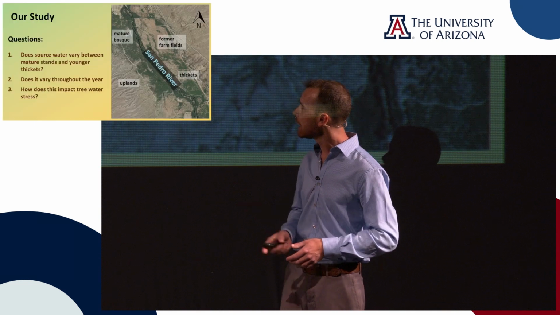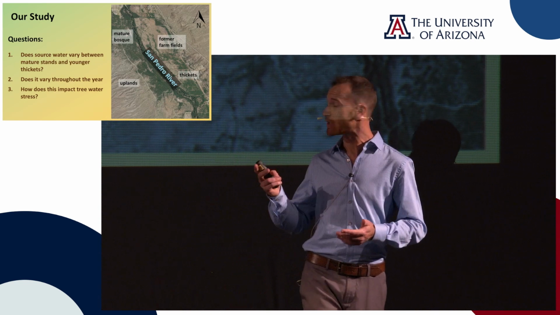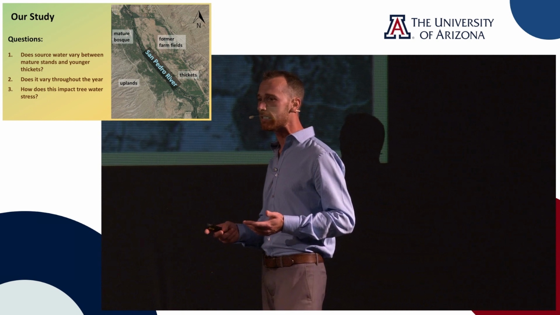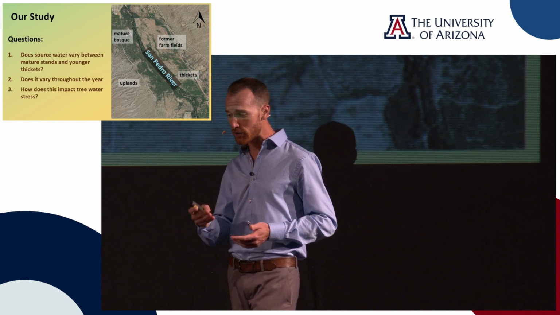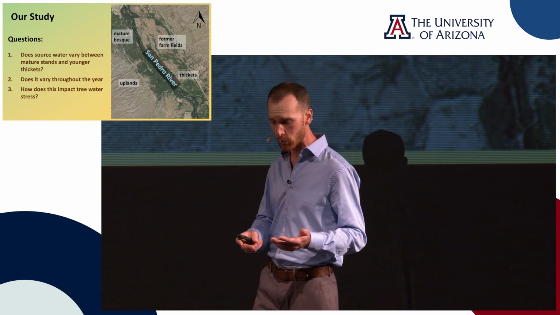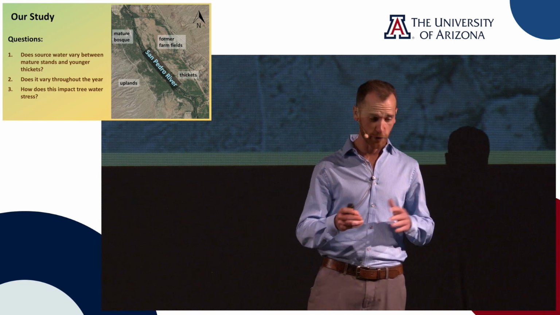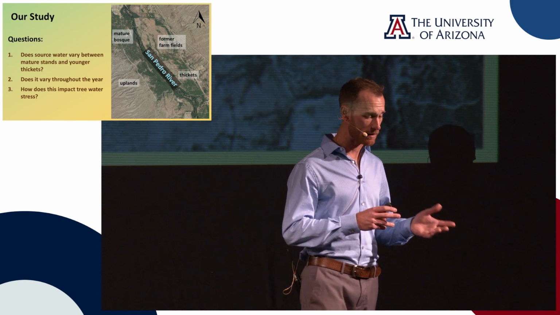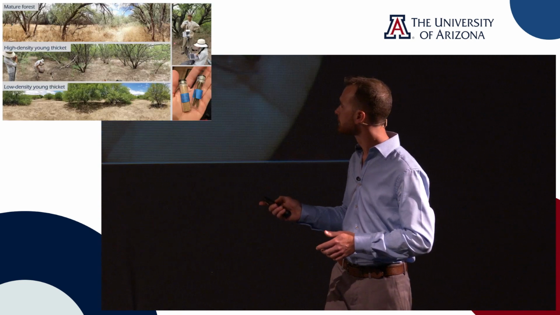And so it's in this context that we're studying the water use patterns of riparian mesquite along the lower San Pedro River. We're trying to determine the source water used by different stands of mesquite, and that would be able to let us see if the trees are using water that might otherwise contribute to stream flow. We're also asking, do water use patterns vary between mature stands and younger thickets? Does it vary between different times of the year? And how does this impact tree water stress?